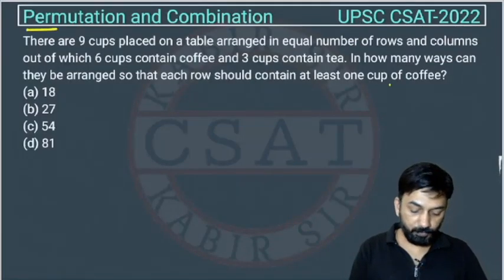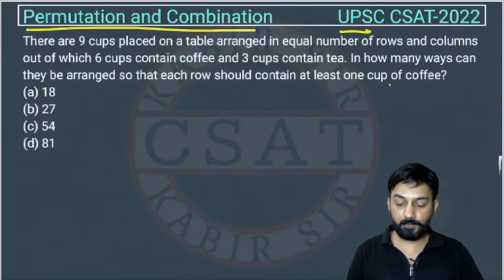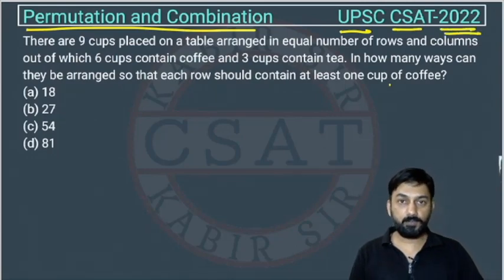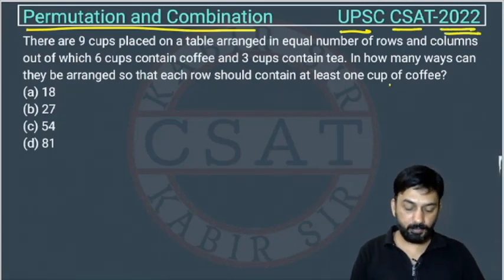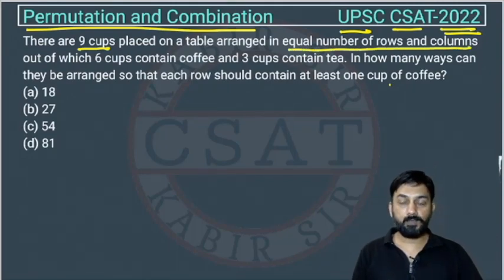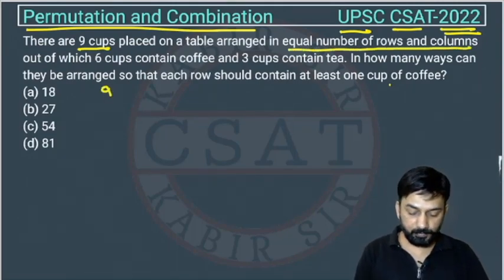So this is a question from the permutation and combination chapter, asked by UPSC in their CSAT paper of 2022. This is a very good question, right? It is a little bit tricky. There are 9 cups placed on a table, arranged in an equal number of rows and columns. So how many do we have? We have 9 cups, right?